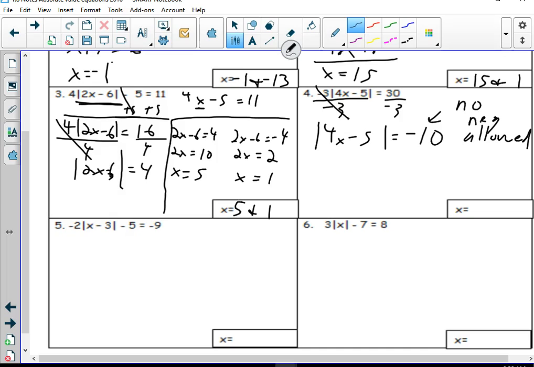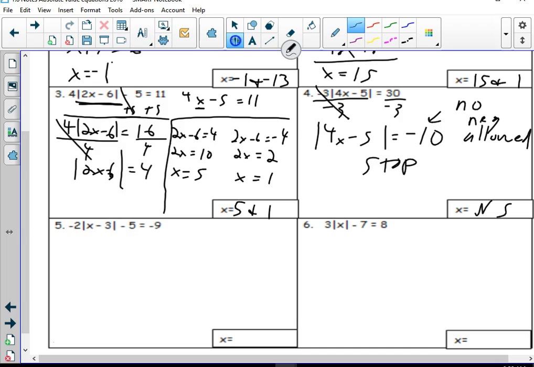Okay? If you run around a track, if you run a mile on the track, if you run the other direction, do you run a negative mile? No, you still ran a mile. It doesn't matter what direction you went. You're still running a distance, which is a positive number. So since this is a negative, there's no solution. Okay? No solution. We stop right here.